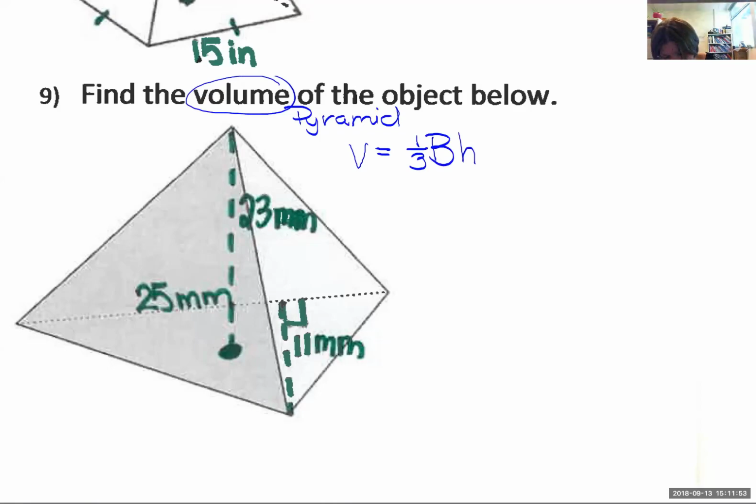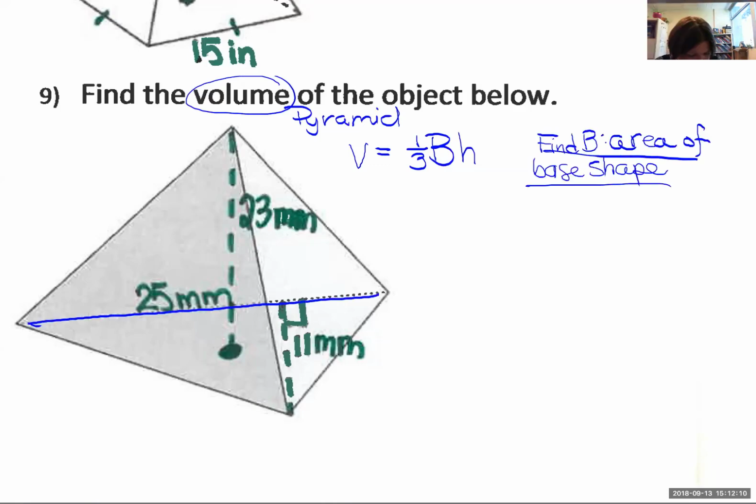So my first step has got to be find that B, find that area of the base shape. What is the base shape in this case? There's my base. Ooh, what kind of a shape is that? Triangle. That's a triangle. So I'm going to get the area of a triangle formula. A equals 1/2 base times height. Does everybody understand why I picked this formula? Yeah, you have to determine the shape of your base before you choose how to find the area of it. And the shape of my base was a triangle.